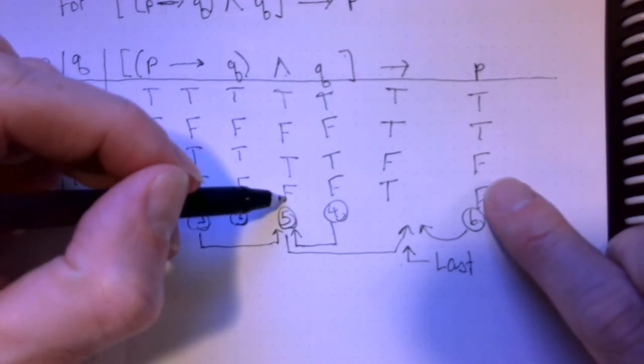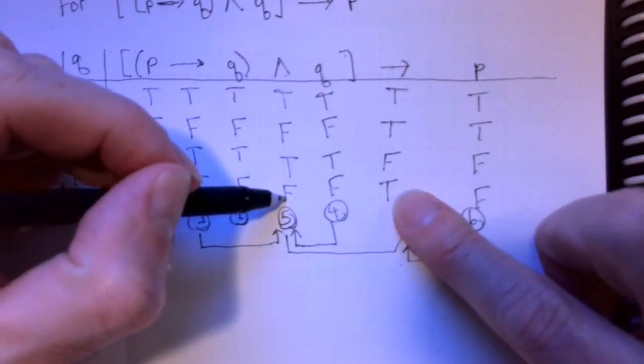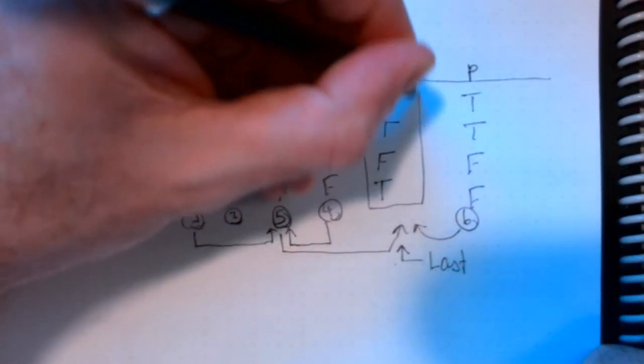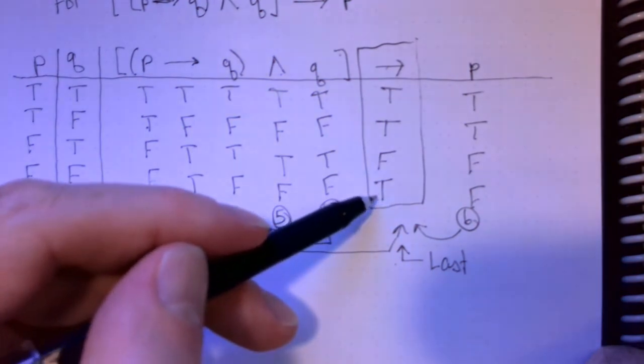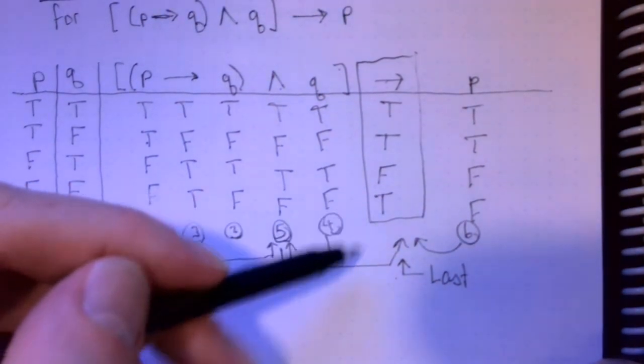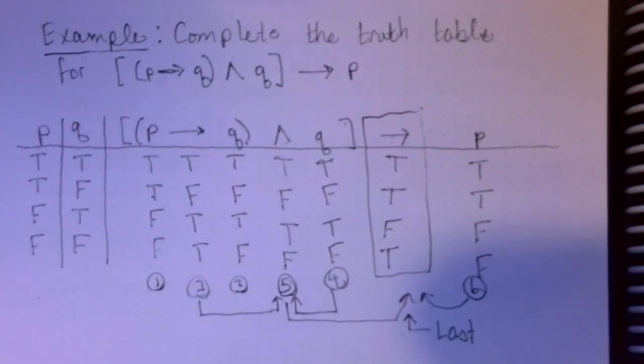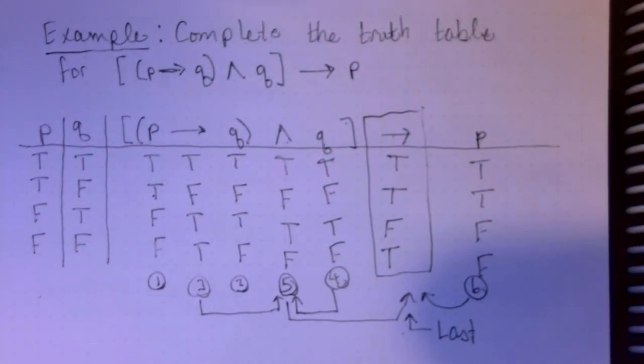So once again here, antecedent false, so the result is true. This is my resulting statement. So not a tautology this time. We have a mix of true and false values. So a couple of examples there of how to work with truth tables that involve conditional statements.